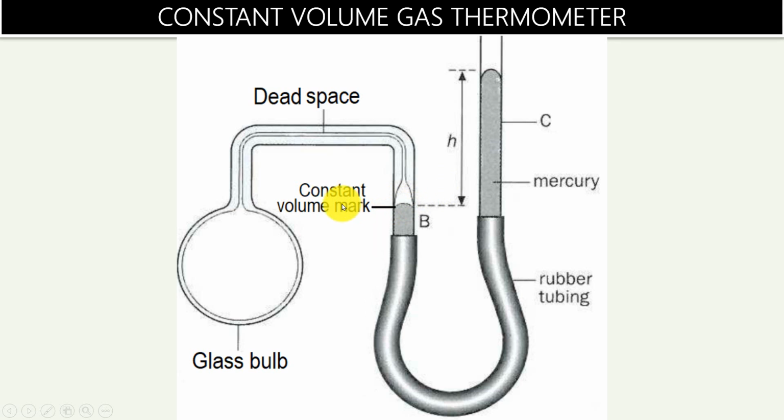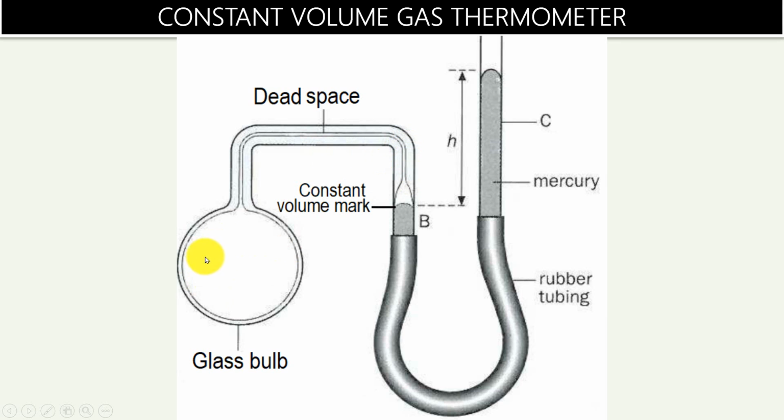And then we have what we call the constant volume mark. So there is that mark there. We have to have a mark around this point here. We mark it properly. We mark this point and observe it properly, so that every time the mercury ends here, it means that we know that the volume inside this glass bulb is constant.